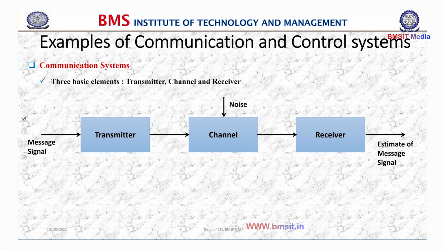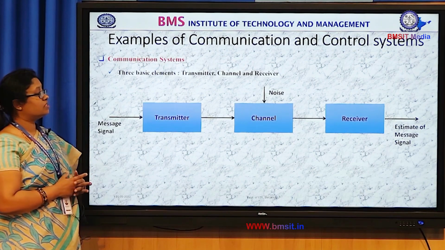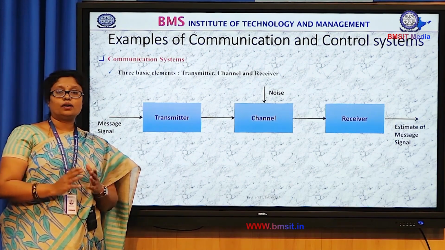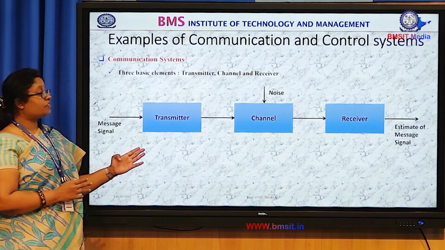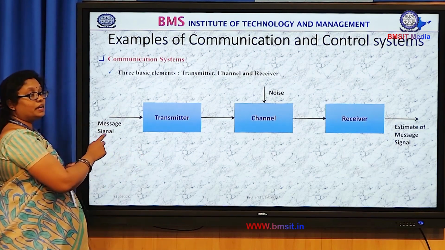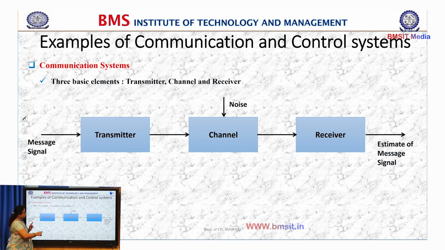Now coming to the next topic, the examples of communication and control systems. The first is communication systems. We know that the basic components of a communication system are transmitter, channel and receiver, and this is the block diagram of the communication system where the input will be a message signal, and this entire thing is your system which involves transmitter, channel and receiver. The message signal is modulated or converted into digital. Generally the message will be analog in nature, and nowadays all the information is transmitted digitally only.